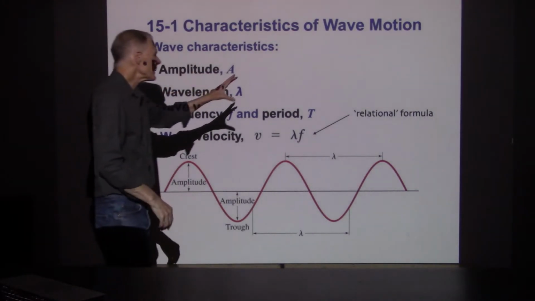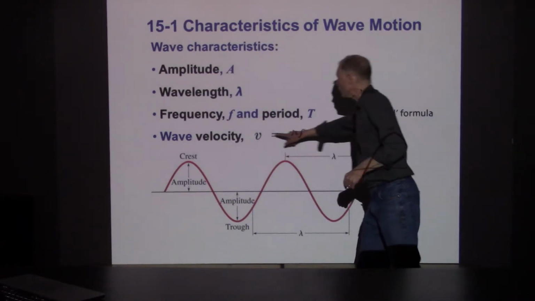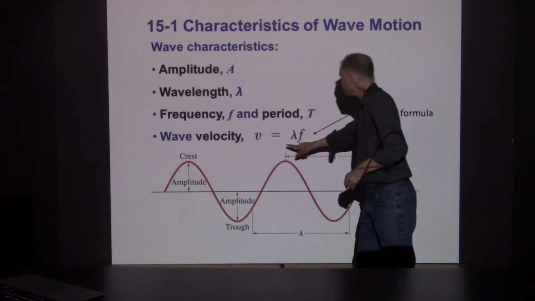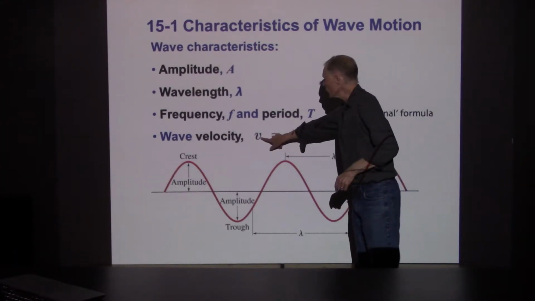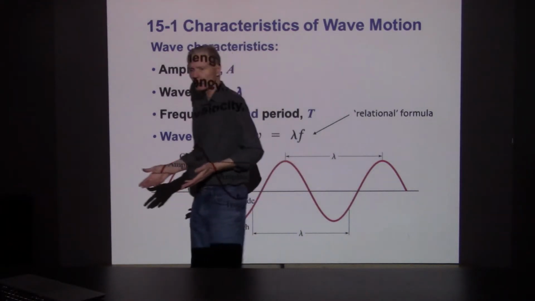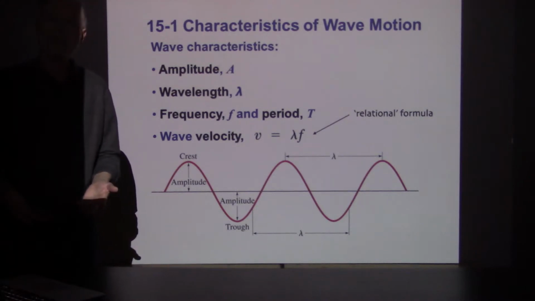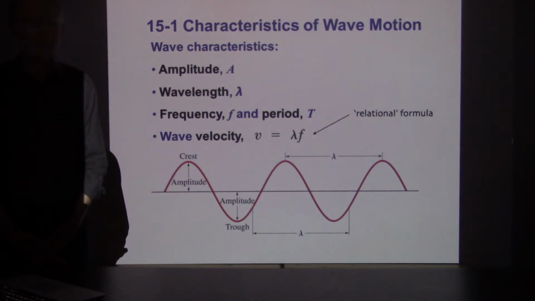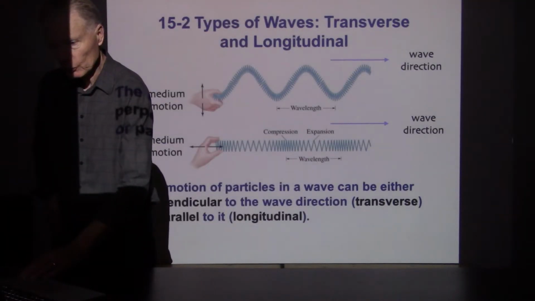Now, this is a relational formula, and by that, it's not a formula saying that the velocity depends on what the frequency and the wavelength are. The velocity, the speed at which waves, disturbances, propagate through a medium depends on the properties of the medium. Okay, so we'll see formulas for that. We'll be taking a look at that.